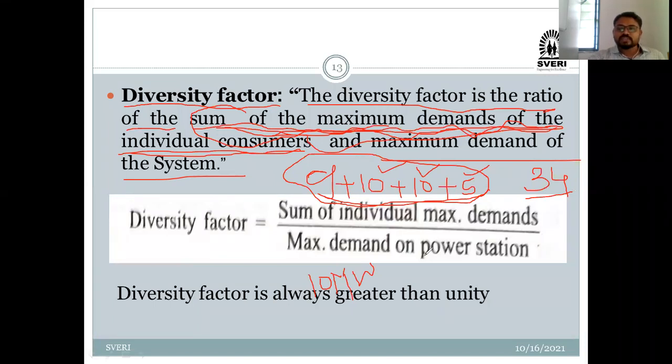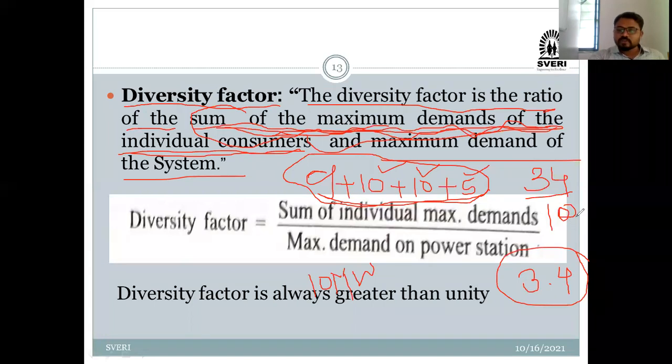Whenever we are going to design any power station, if the maximum demand on the power station is 10 megawatt, what will be my diversity factor? 34 divided by 10. So how much is it? It is nothing but 3.4. Everybody getting how to calculate the diversity factor?